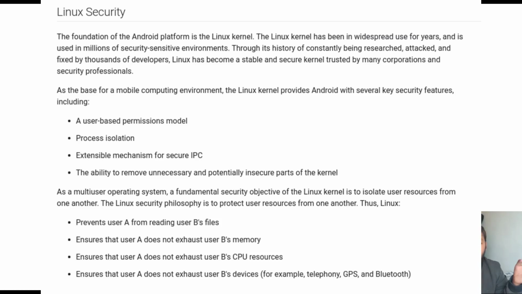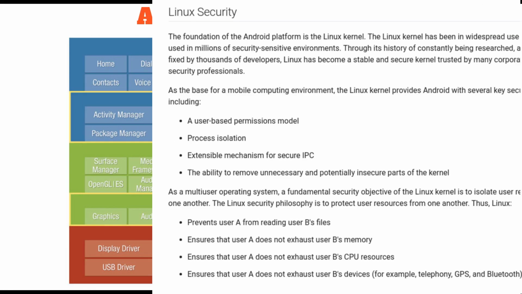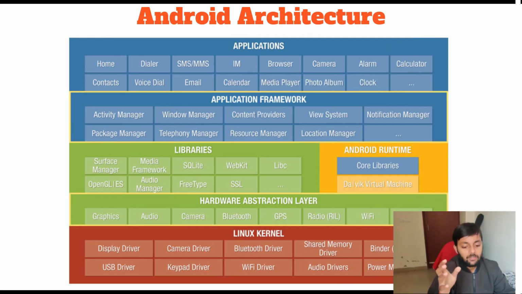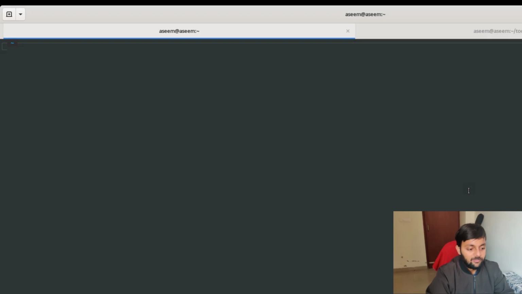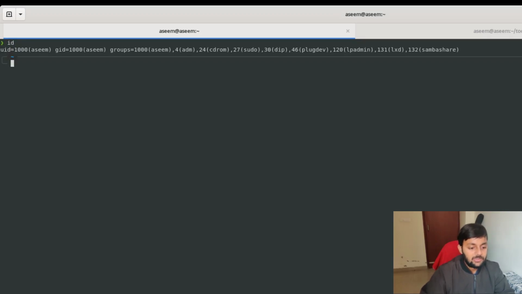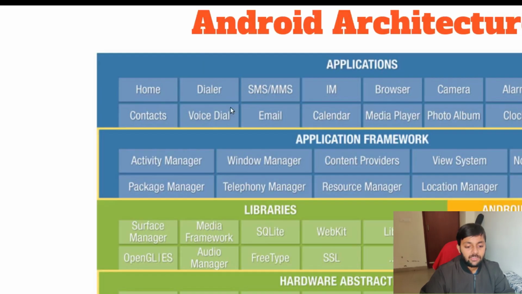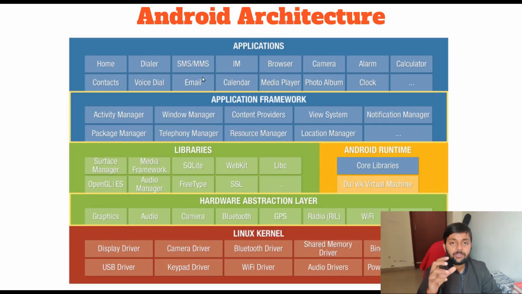So every app that's installed on Android has its own home space or user ID. Let's say I wanted to check my user ID, so you could see that my user ID is 1000. Similarly, every app in the Android ecosystem has its own unique user ID. That helps keep process isolation, so that one process cannot access the memory or the resources of another process.